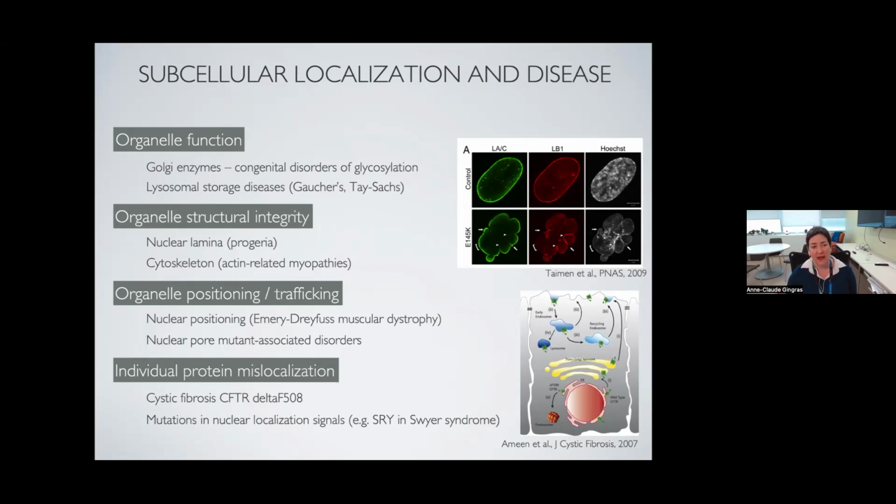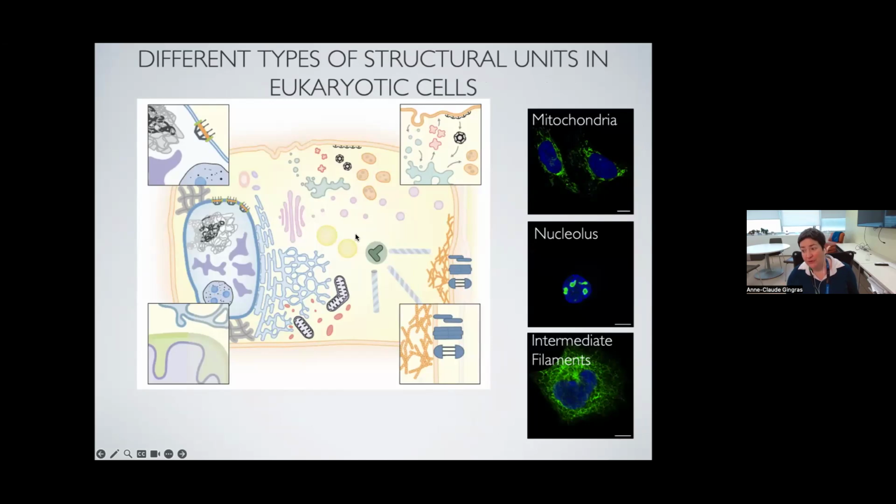So really understanding how organelles and the proteins associated to organelles work is critical to understanding disease and to providing ways to overcome those diseases. However, not all organelles and not all structures are created equal, and there are different types of structural units in eukaryotic cells. Some are well known to be bounded by membranes, such as the mitochondria, but also some that are formed by phase separation, including the nucleolus and some of the smaller nuclear bodies, and also different cytoskeletal elements such as intermediate filaments shown here.